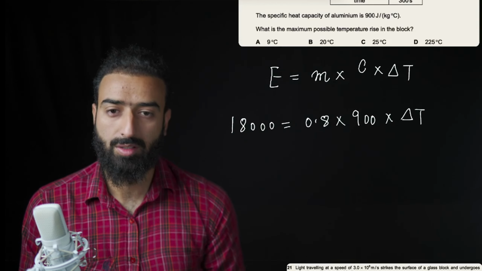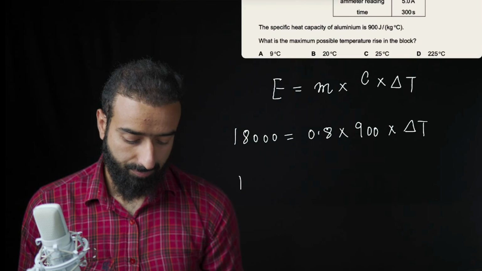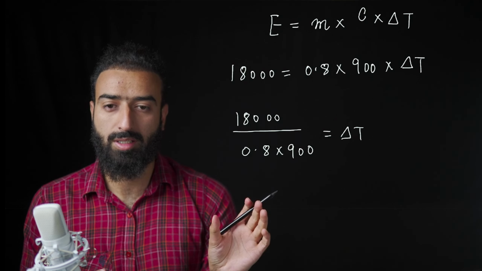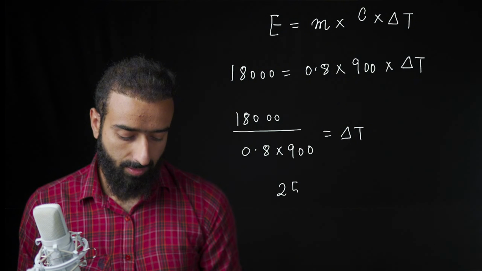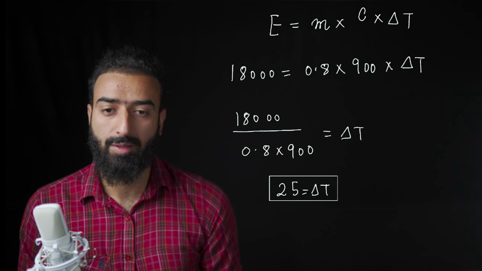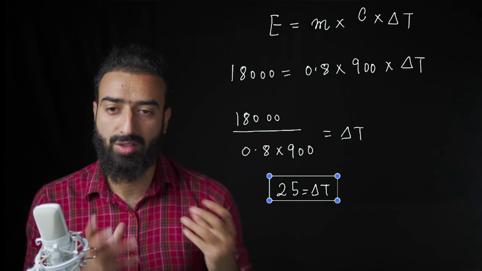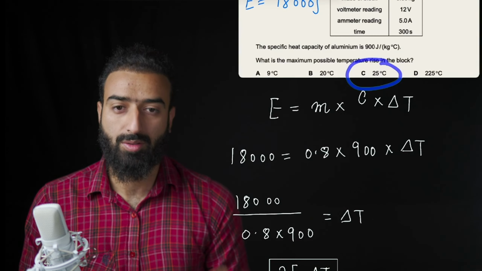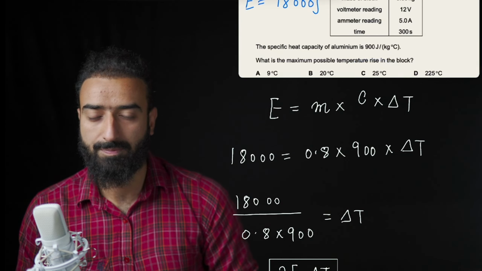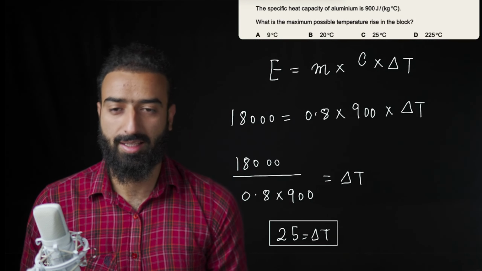So we can rearrange this. If we solve this, we'll find that the temperature rise is 25. So 25 degrees is the change in the temperature, and we find that here. So C, option C is the correct one. Let's move on to the next important question.